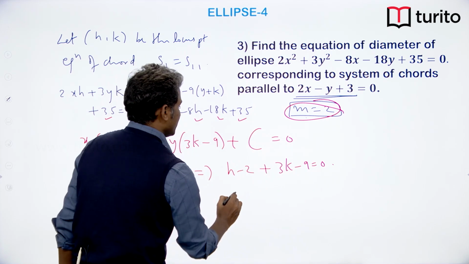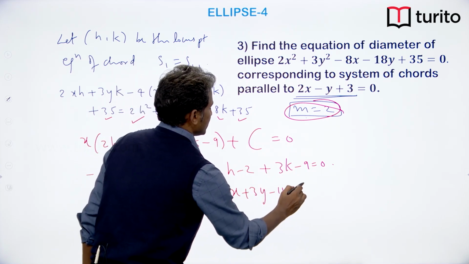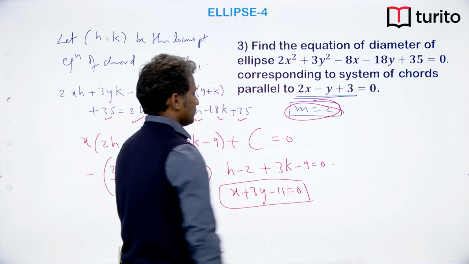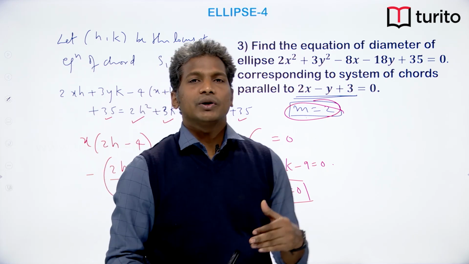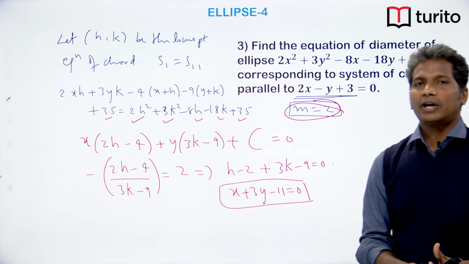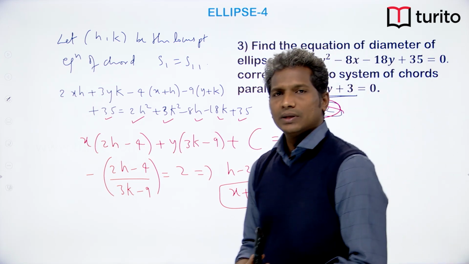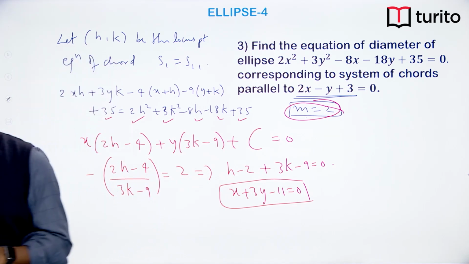So here we basically get x plus 3y minus 11 equal to 0 as the equation of the diameter. This is the result that we got after we followed the standard method of finding the diameter. Please copy this, and after that we will do it in a different way.